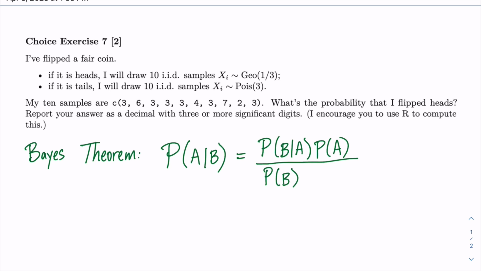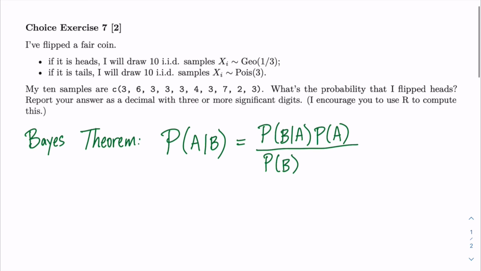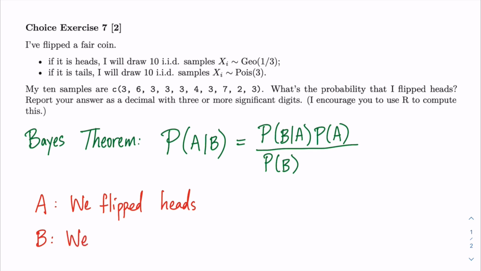Okay, so we want to identify these, say what's what. So what do we want to know? A is going to be the event that we flipped a heads. We flipped our coin and it landed on heads. And what is B? B is we see the data. Right? We see those samples. That data which is like 3, 6, 3, 3, etc.